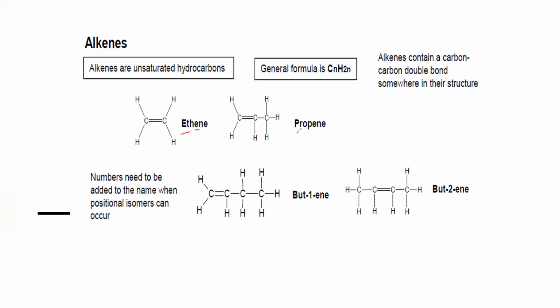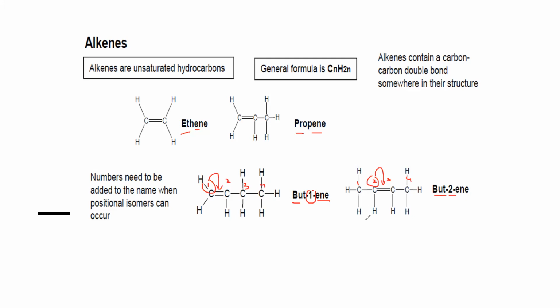If three carbons are there, prop, double bond, ene. The position of a double bond is also important. If the double bond is between the first two carbon atoms, it's but-1-ene because there are four carbon atoms. One is the position of the double bond, and ene is because there's a double bond. But a double bond can also be between the second and the third carbon. So the closest number is two. That's why it is but-2-ene.